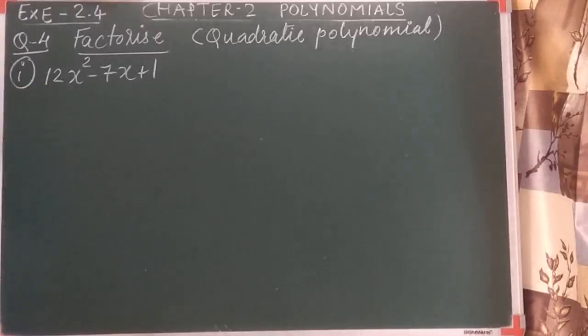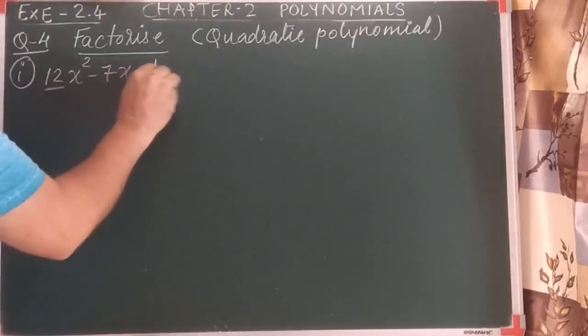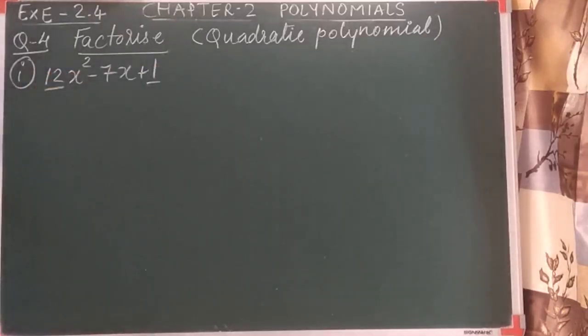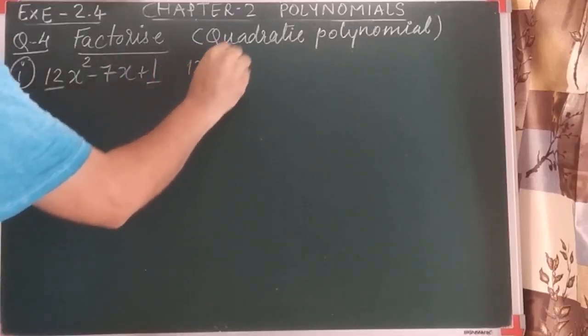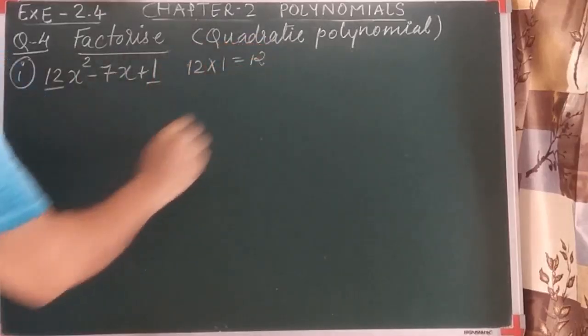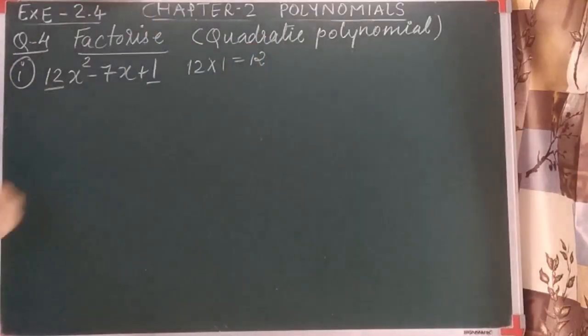You have to find out the factors of which number? So your answer is the product of x square and the constant: 12 into 1. So the answer is 12. So the first question, you have to find out the factors of 12.